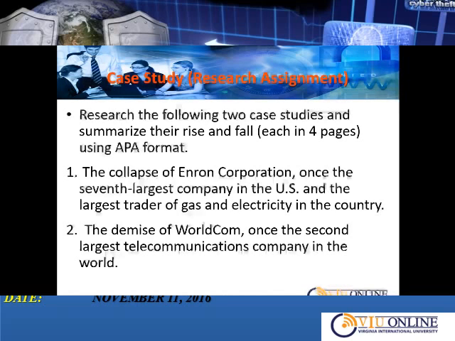There is a case study assignment for this topic. Research the following 2 cases and summarize their rise and fall using APA format. The collapse of Enron Corporation, once the 7th largest company in the US and the largest trader of gas and electricity in the country. And the demise of WorldCom, once the 2nd largest telecommunications company in the world. So you have to do a case study report on them and find out what really happened, how they got to rise, how they fell, and what contributed to their fall.